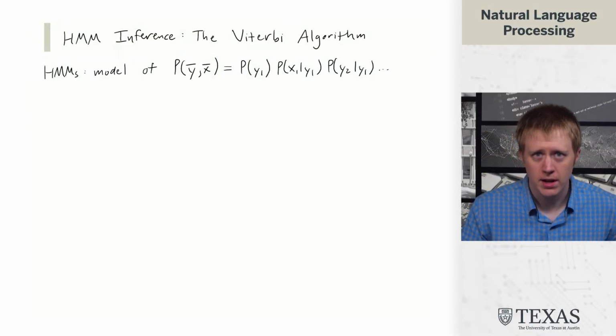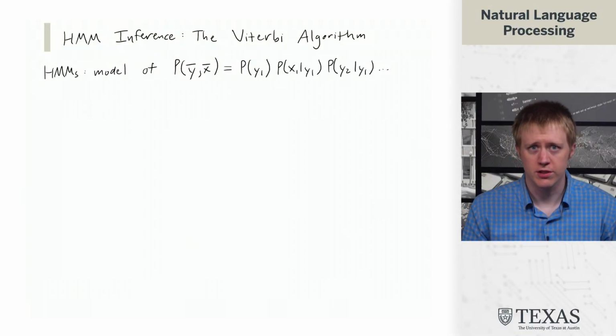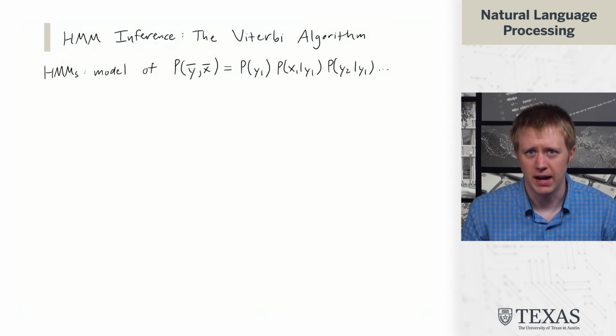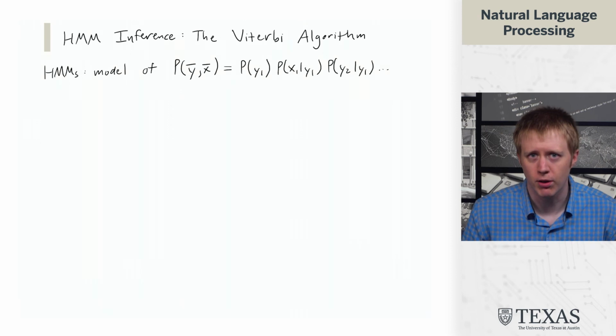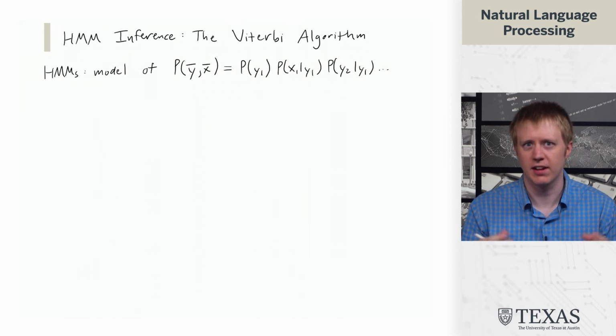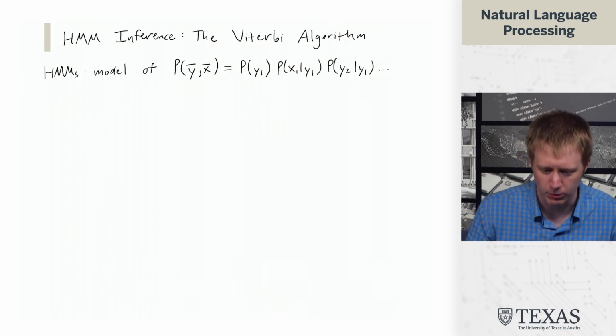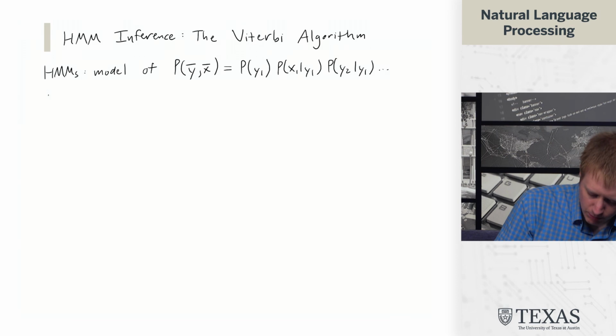In this segment, we're going to talk about how to do inference in hidden Markov models using the Viterbi algorithm. So HMMs are a model of this joint distribution over P of y and x, given by the following formula that reflects this kind of Markov assumption over the y's and this emission distribution where each x is emitted from a corresponding y.